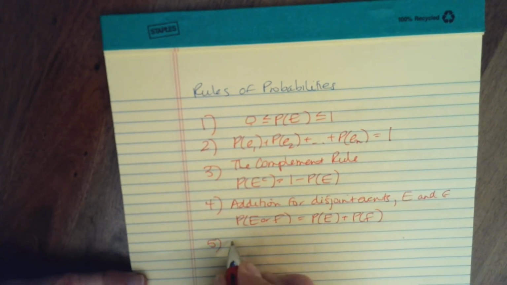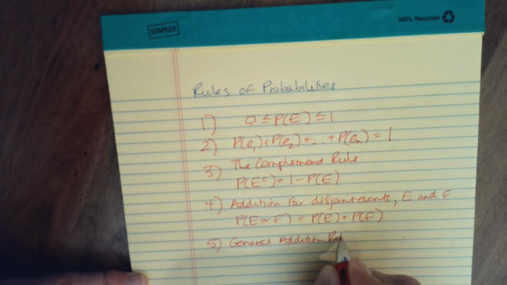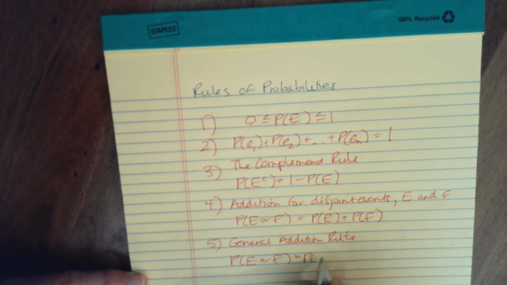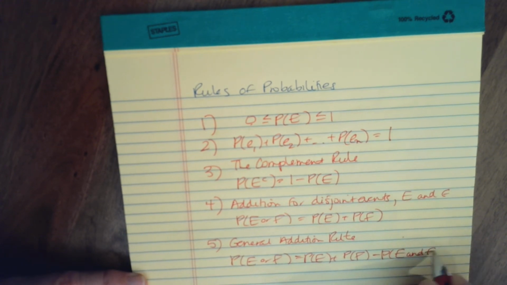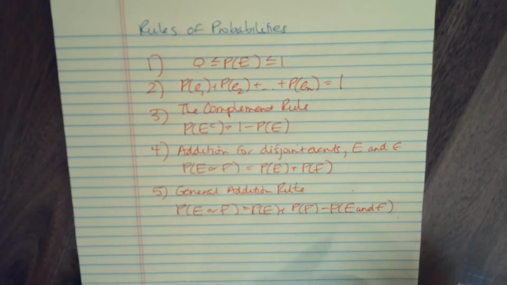And then we have a general addition rule, which says if you want to know the probability of E or F, you can add the probabilities. But you may have to do a correction if there's some overlap. We'll have to account for that and subtract the probability of E and F.